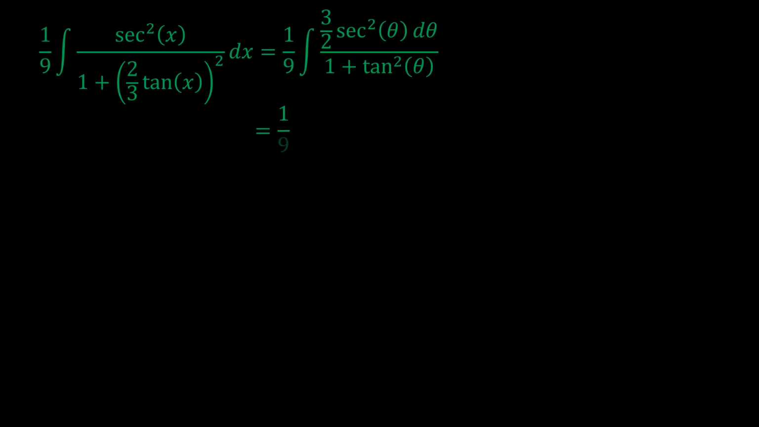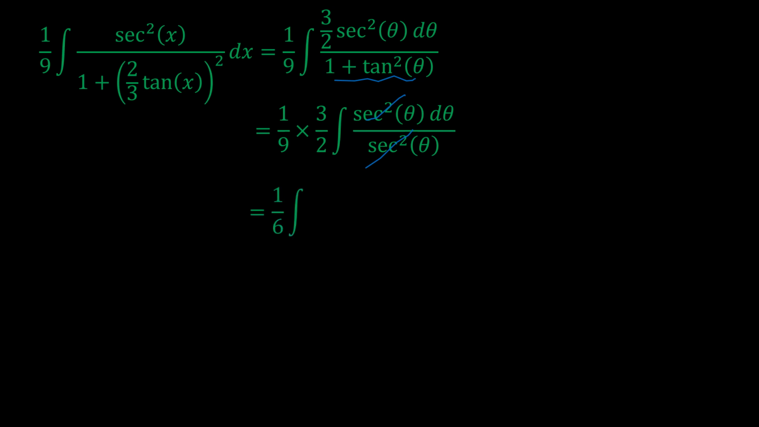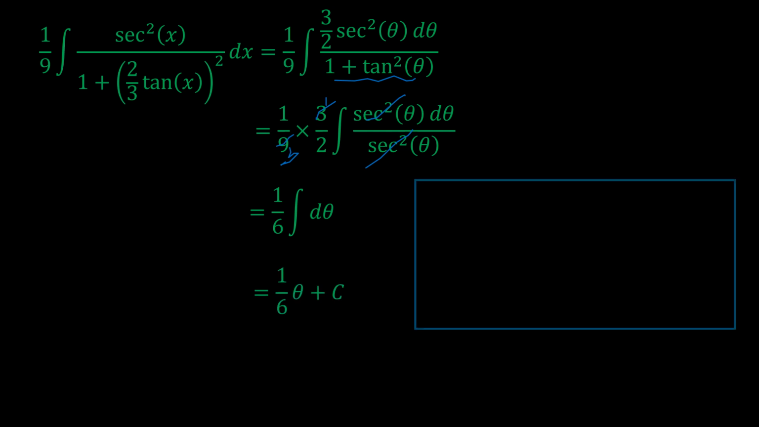And very soon we're going to see that we can now cancel the sec squared theta in the numerator with the sec squared theta in the denominator, because this part here is what leads to what we see in the denominator. And so obviously this is 3 and this goes by 1, and so in the denominator we have 3 times 2, which is 1 over 6 d theta, and that is 1 over 6 theta plus c.